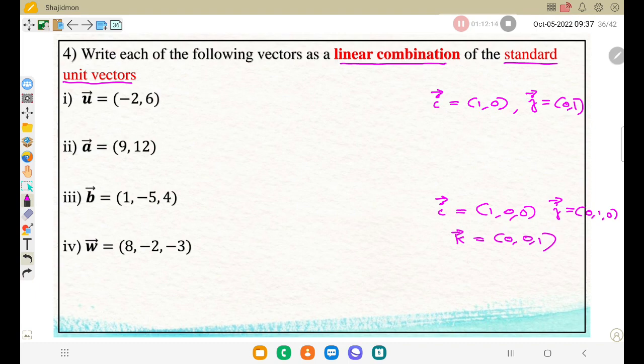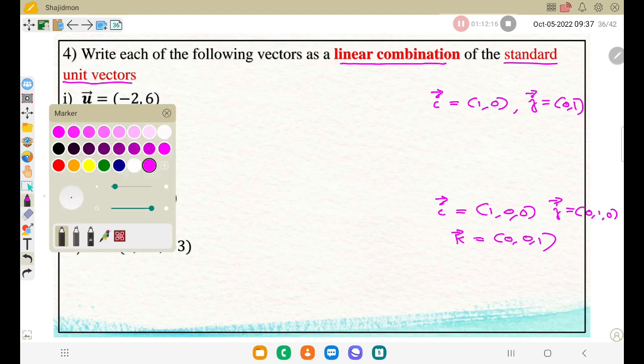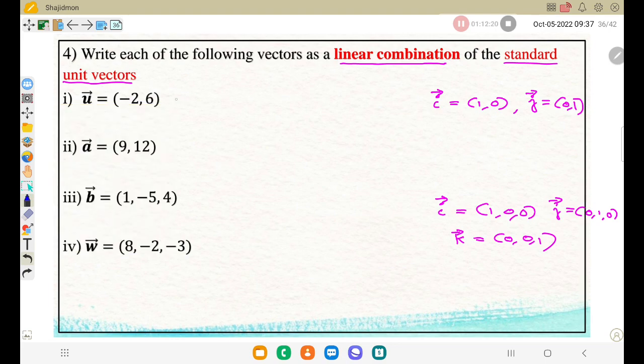So we need to write these vectors as a linear combination of standard unit vectors. For example, the first one, (-2, 6). The x component is minus 2, the y component is 6. So the x component, that is minus 2, multiplied by vector i, plus the y component, that is 6, multiplied by vector j.